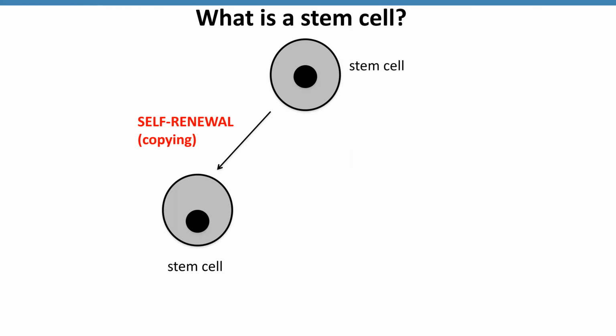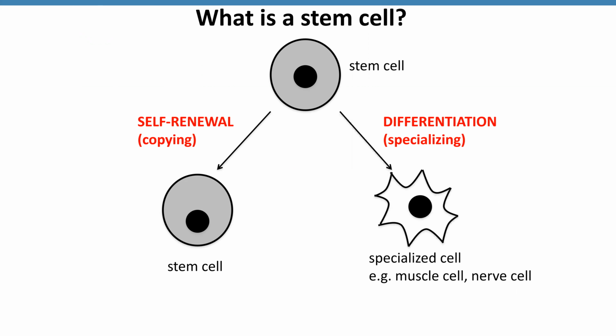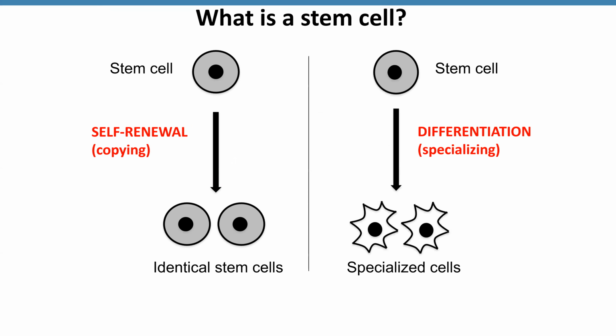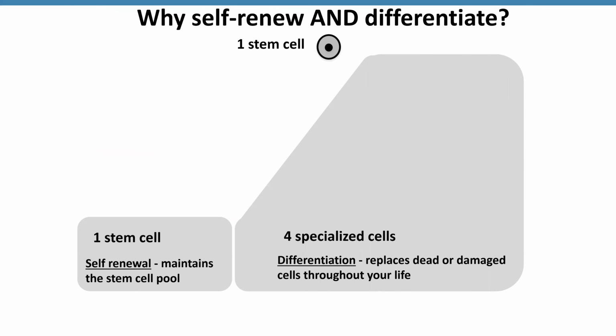So here's a stem cell. It can self-renew, so it can copy itself and make other stem cells, and it can differentiate. Differentiation means specialization. Specialized cells can be formed from stem cells, such as muscle cells or nerve cells. So when stem cells copy themselves, they produce identical stem cells. When they differentiate, they produce specialized cells.